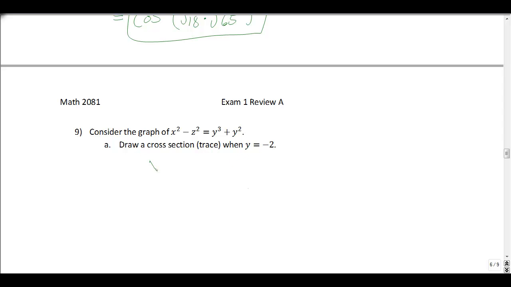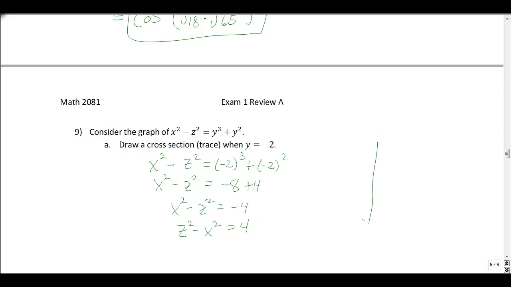All we need to do is plug in negative 2 for y. So we take x squared minus z squared is negative 2 cubed plus negative 2 squared. So that's x squared minus z squared equals negative 8 plus 4. That's x squared minus z squared equals negative 4. It's customary to multiply both sides by negative 1. That'll give you z squared minus x squared equals positive 4. So it's customary to get a positive constant here.